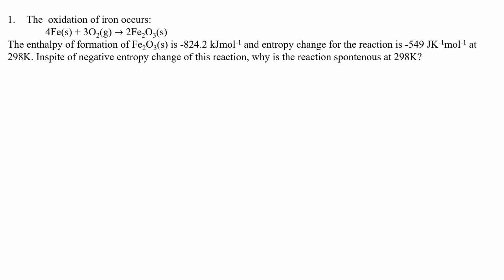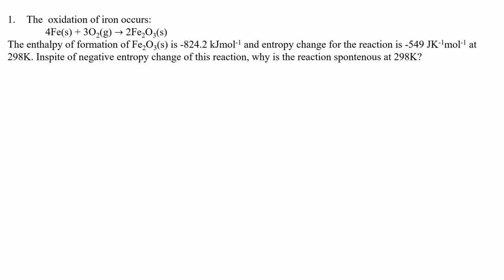Next we discuss some problems. First problem: the oxidation of iron occurs like this: 4 Fe plus 3 O2 gives 2 Fe2O3. The enthalpy of formation of Fe2O3 is minus 824.2 kilojoule per mole, and the entropy change for the reaction is minus 549 joule per Kelvin per mole at 298 K. In spite of the negative entropy change of this reaction, why is the reaction spontaneous at 298 K?